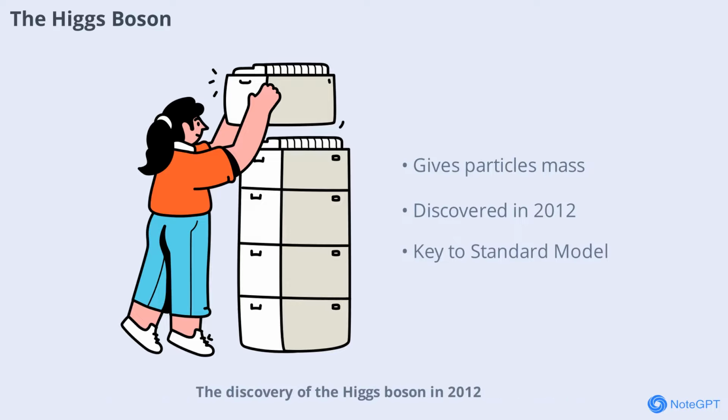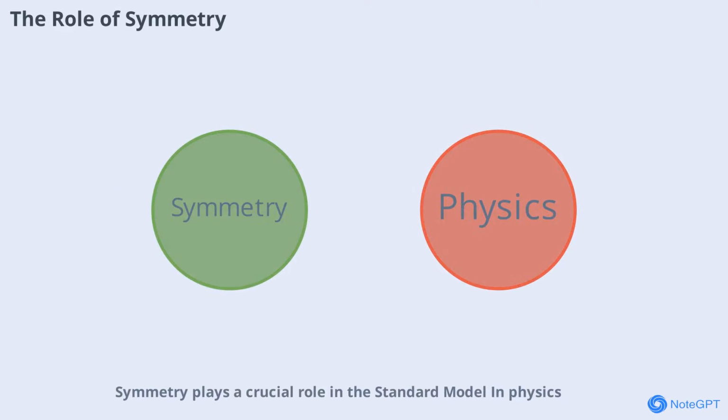The discovery of the Higgs boson in 2012 at CERN was a major milestone in physics, confirming a key part of the Standard Model. Without the Higgs, particles would have no mass and the universe would be unrecognizable. Symmetry plays a crucial role in the Standard Model.